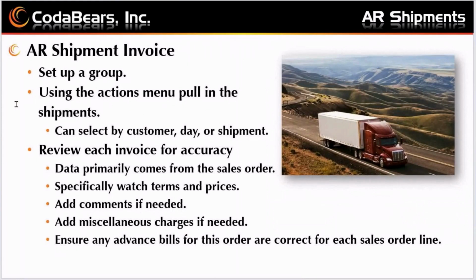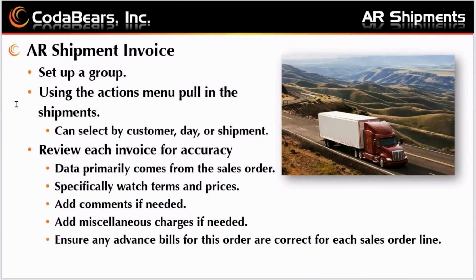Accounts receivable shipping invoices are actually pretty easy to do once you get the hang of it. So the first thing that we need to do is go to accounts receivable and we want to enter a group, and I will use the term, unfortunately, batch. Same difference, group or batch. The system will say group. And all that is, is it gives us the opportunity to pull in shipments that have occurred on a certain date that we'd like to invoice.